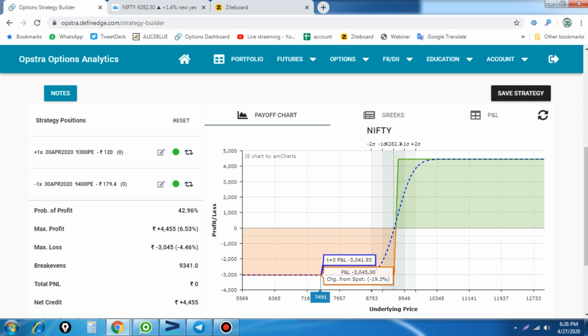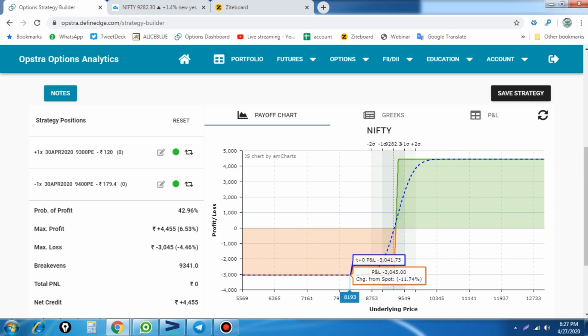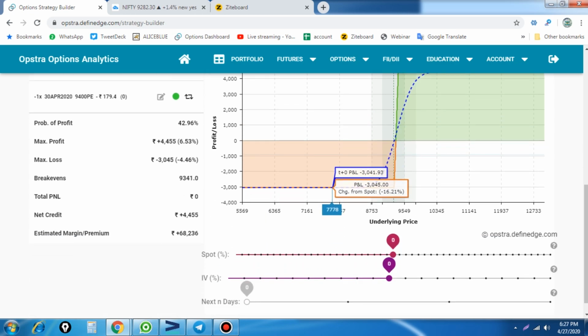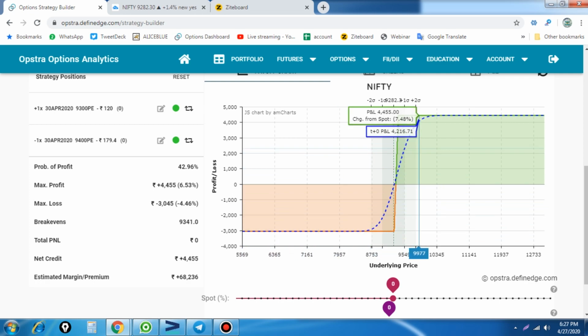So I think I made a mistake here. This system is showing bullishness. Here your loss is limited to 3,000 with a maximum profit, and your breakeven is 9,341. In this particular strategy you are buying the lower strike price and selling the higher strike price. The 9,300 put option is at 120 and the 9,400 put option is at 180, almost a 60 rupee gap. So when the market goes above 9,341, that will give you profit.